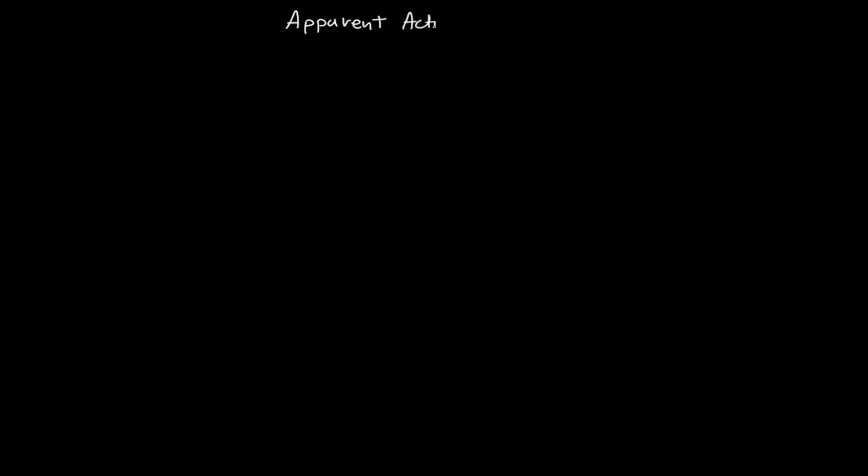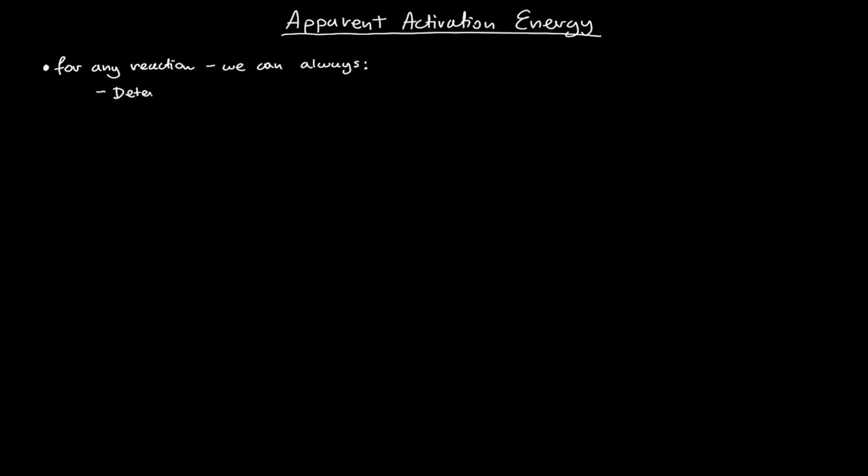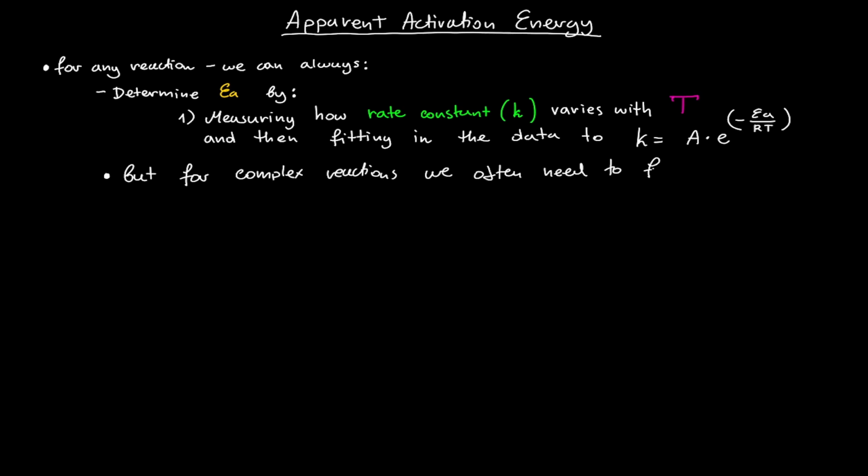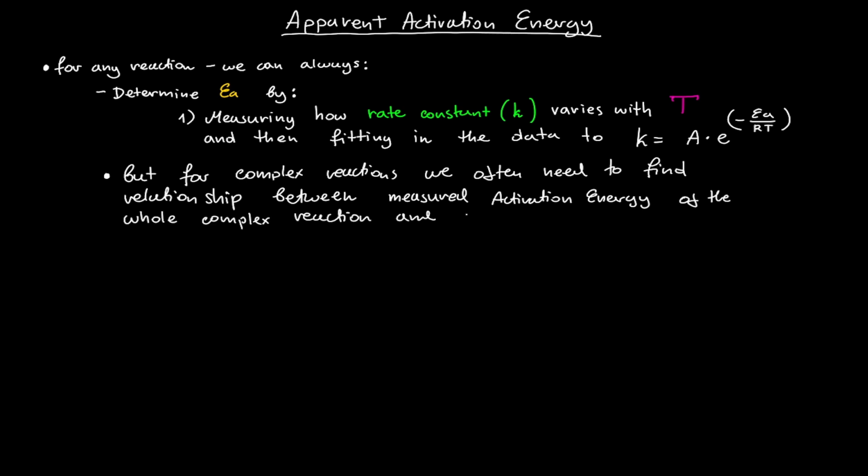Okay, and the last thing we call apparent activation energy. Before that, for any given reaction, we know that we can determine activation energy by measuring how rate constant K varies with temperature, yeah? That's quite useful to know. We just fit everything into the Arrhenius equation and solve for activation energy. However, for complex reactions, we also may need to find some sort of relationship between the activation energy of the elementary steps and the whole complex reaction.